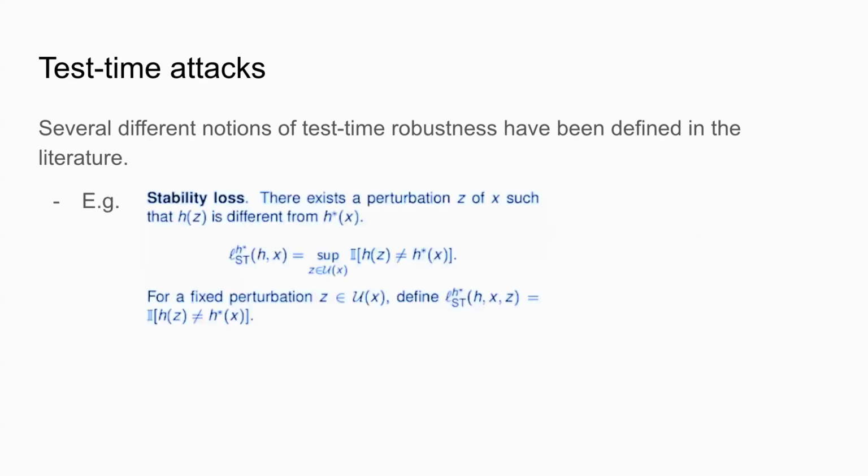Just to give a concrete example, there is the stability loss, where suppose there exists a perturbation Z of your test point X such that H of Z is different from H star of X; then the adversary is said to have succeeded in its attack. So the adversary's goal is to perturb your point X to a point Z such that the prediction of my classifier H is different from the true label on the original point X. This is just one example, and with all the combinations you can get slightly different ones.